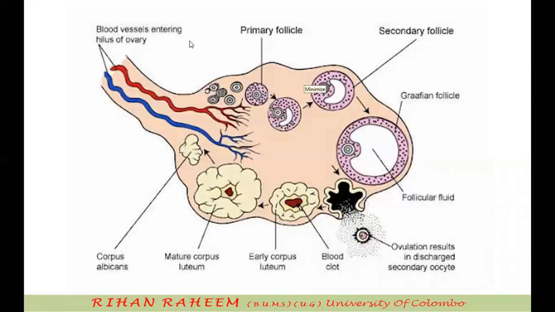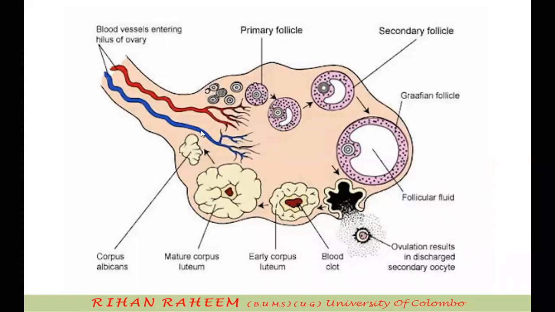If fertilization happens, the corpus luteum will be maintained like that until the child is born. After the child is born, the corpus luteum will become corpus albicans, because that corpus luteum is maintained until the baby is born. After the baby is born, finished. Then that story is finished.